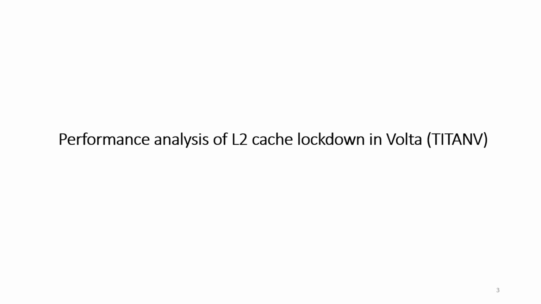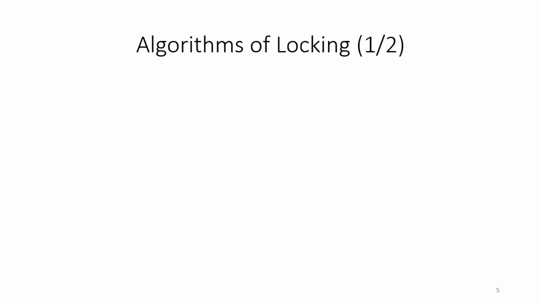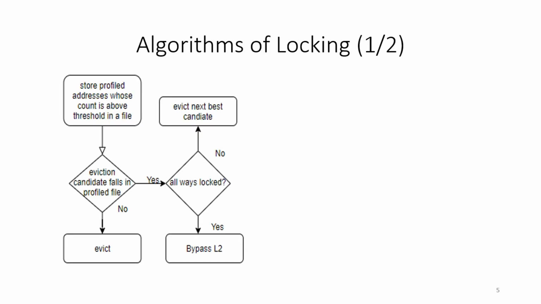We move on to the next project, where we did a performance analysis of locking down certain addresses in the L2 cache in Volta. For locking down addresses in the L2, we followed 4 different algorithms. In the first algorithm, we run the benchmarks in profiling mode. We construct a profile file which consists of a list of addresses that go to L2 along with their access count. Next, we run the benchmarks in lockdown mode.